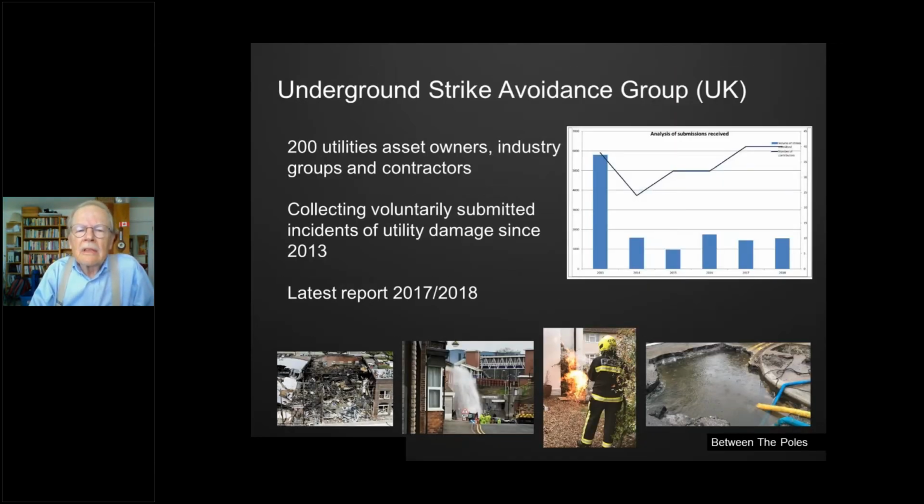This is the utility strike avoidance group that I mentioned in the UK. Right now, there are 200 utilities and industry groups and contractors that belong to this. They are trying to do something similar to what Common Ground Alliance did in the US, collecting voluntarily submitted incidents, but they only started in around 2013, so the data is not really comprehensive enough at this point.